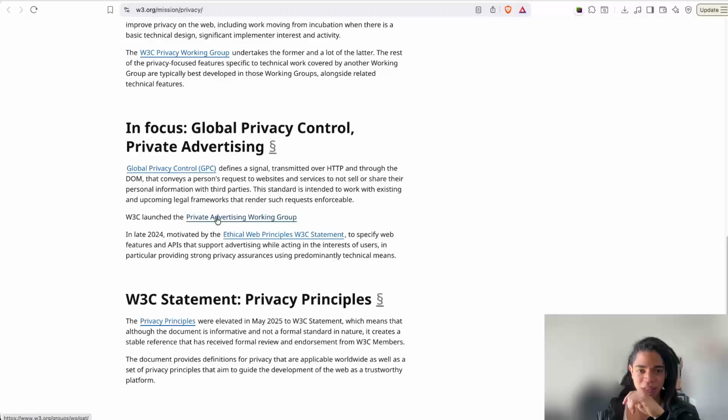W3C launched the Private Advertising Working Group in late 2024, motivated by the Ethical Web Principles W3C statement, to specify web features and APIs that support advertising while acting in the interest of users, in particular providing strong privacy assurance using predominantly technical means.